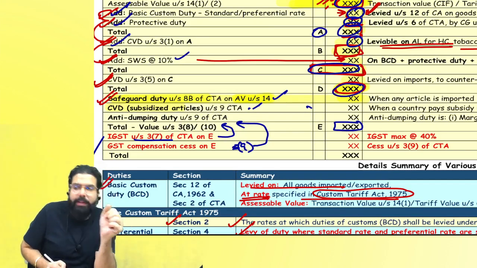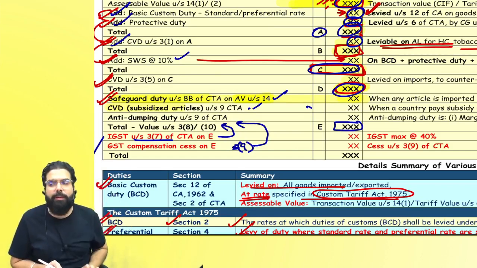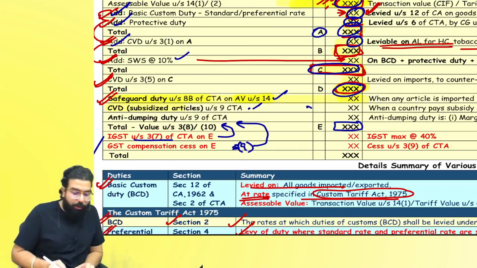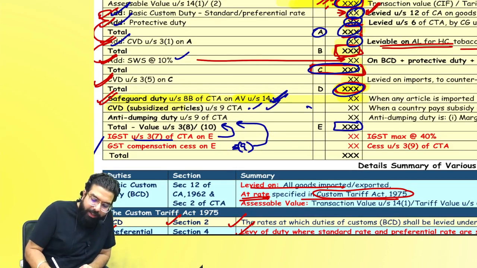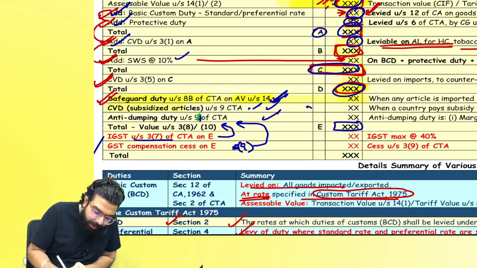Then you will have to go ahead and charge safeguard duty. Safeguard duty is always on accessible value. Basically, they will tell you in the exam how to calculate. Remember, safeguard duty, then CVD on subsidized article and anti-dumping duty will be charged. Always remember anti-dumping duty is 9A. Anti-dumping duty is under section 9A, right everyone? Then the total will come over here.